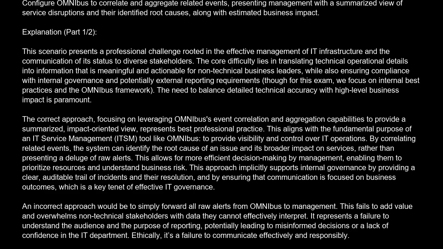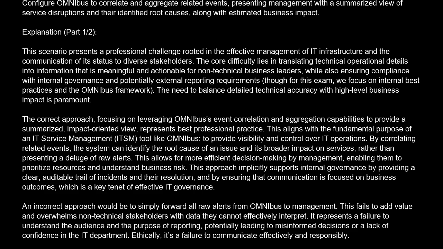The correct approach, focusing on leveraging OMNIbus's event correlation and aggregation capabilities to provide a summarized, impact-oriented view, represents best professional practice. This aligns with the fundamental purpose of an IT service management (ITSM) tool like OMNIbus, to provide visibility and control over IT operations. By correlating related events, the system can identify the root cause of an issue and its broader impact on services, rather than presenting a deluge of raw alerts. This allows for more efficient decision-making by management, enabling them to prioritize resources and understand business risk.